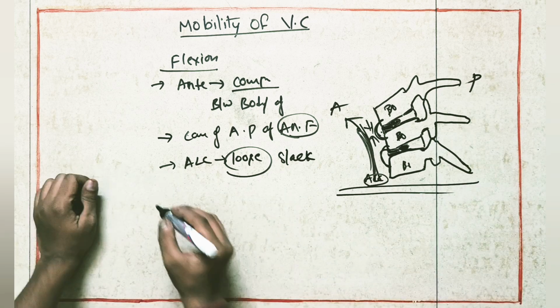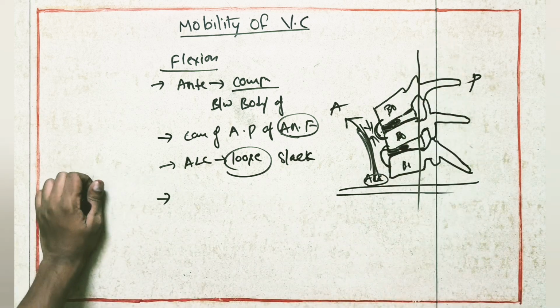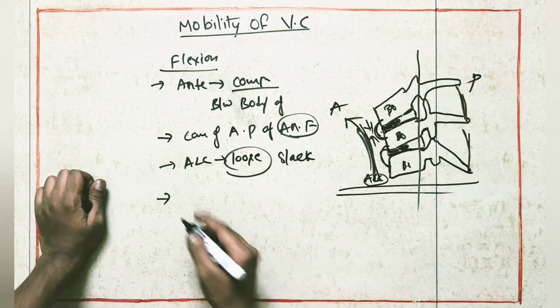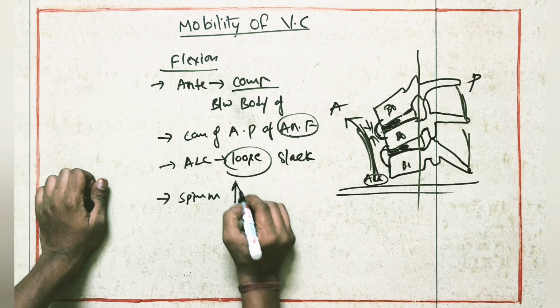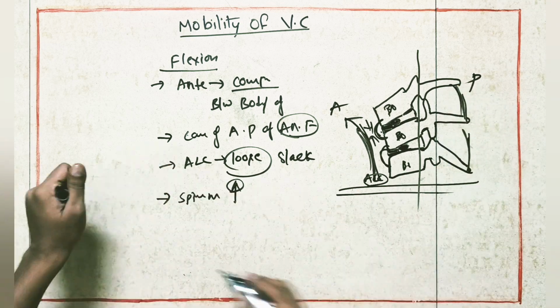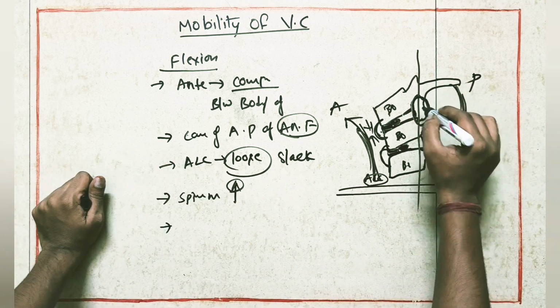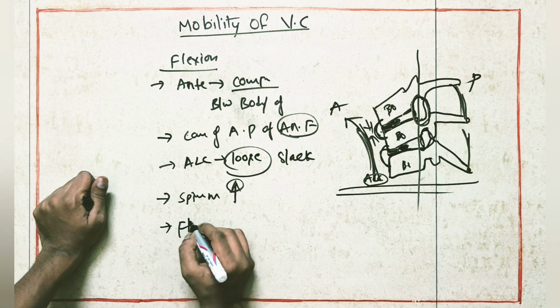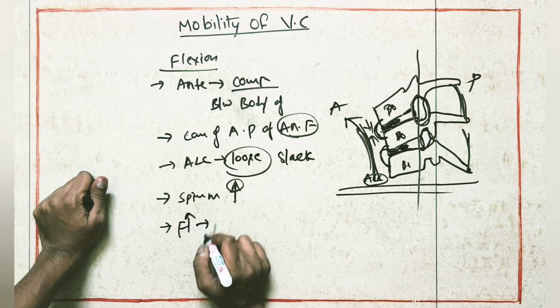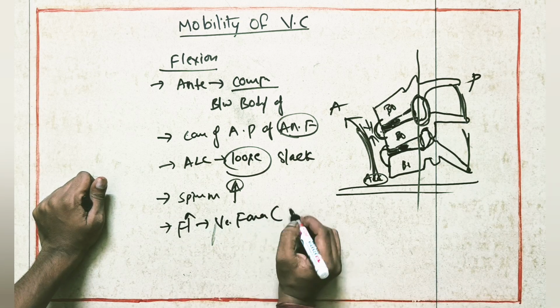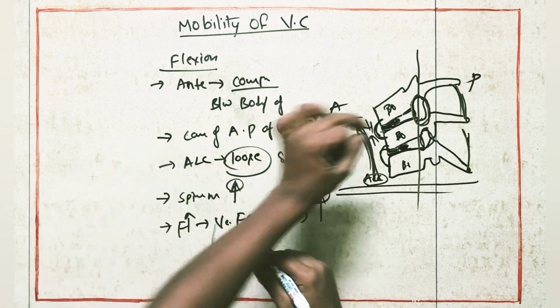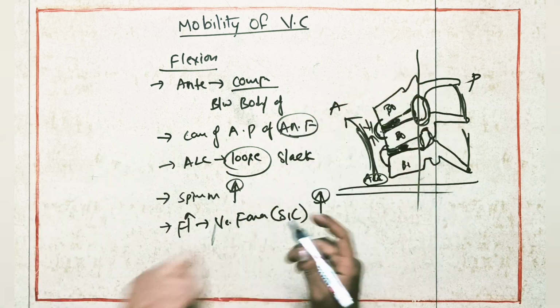If we go to the posterior, what will happen? Here the space between the spinous processes will increase. At the same time, here you see the vertebral foramen. Here it is more, here it is a little less. That means if flexion is more, the vertebral foramen for the spinal cord will increase more. So it is widening the vertebral foramen space.